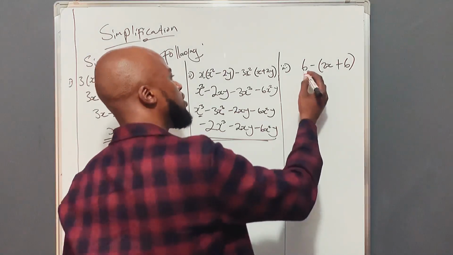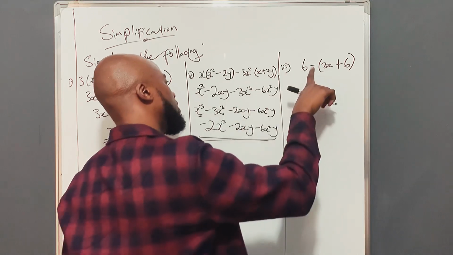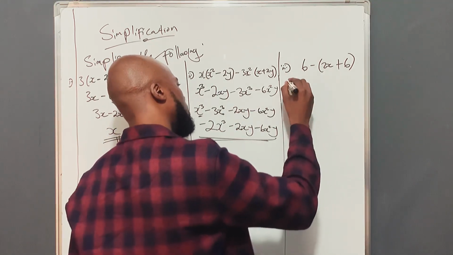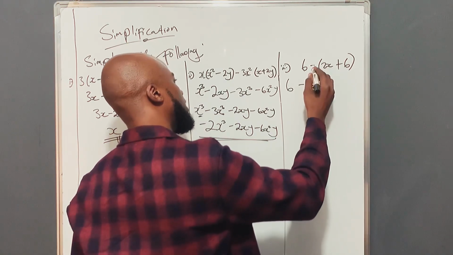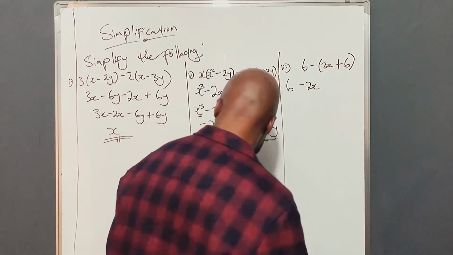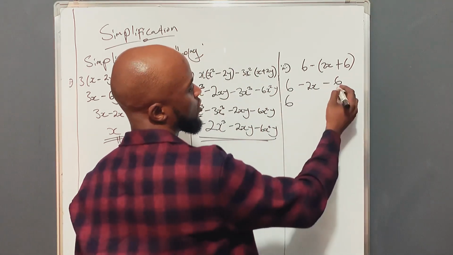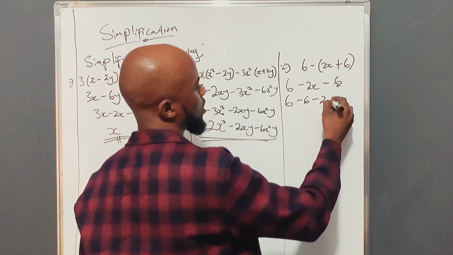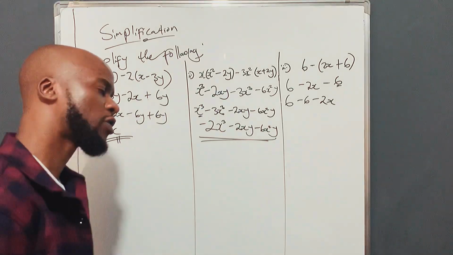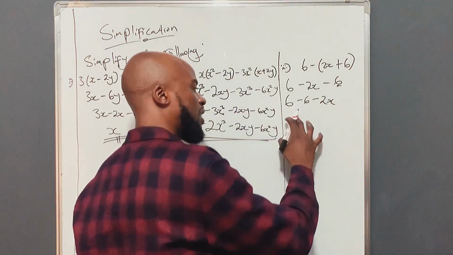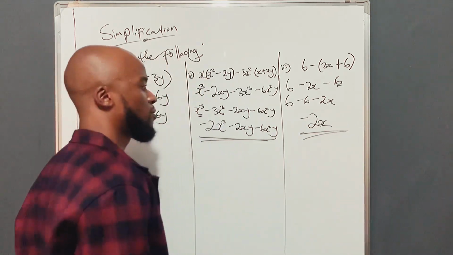Let's look at the next example. You have 6 minus 2x plus 6. This negative is going to break the brackets. So you have negative times 2x, negative 2x. Negative times positive 6 is negative 6. I group the like terms. I have 6, call this negative 6, minus 2x. 6 minus 6 is 0. Okay. Don't write the 0 as I've said. You just write your negative 2x. You look at that?